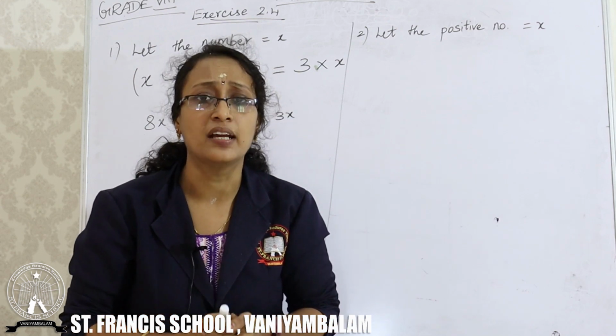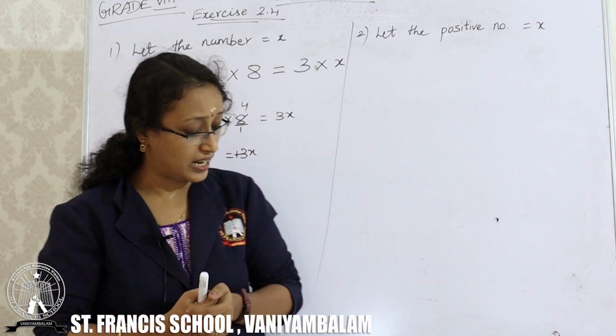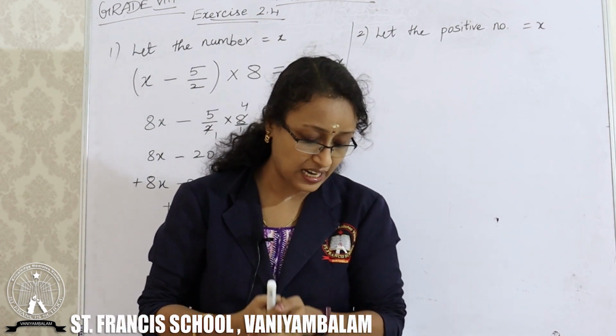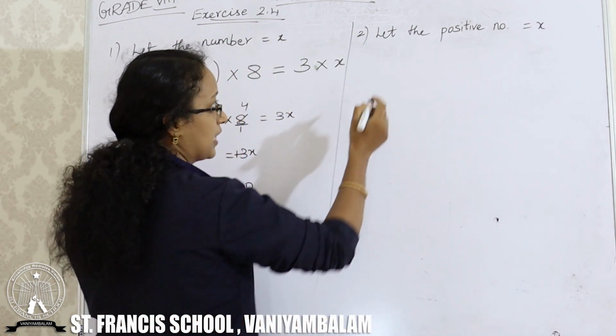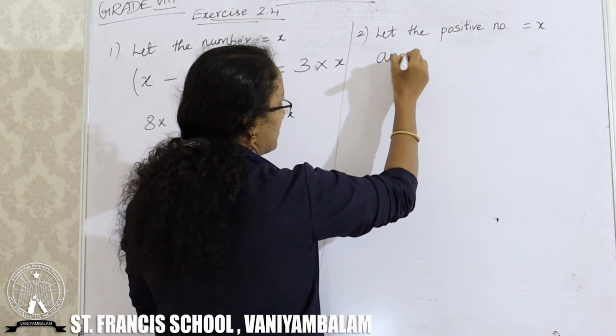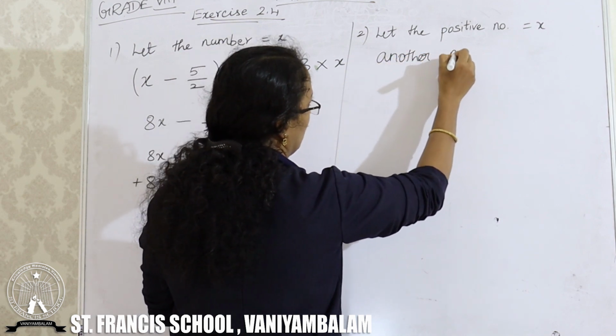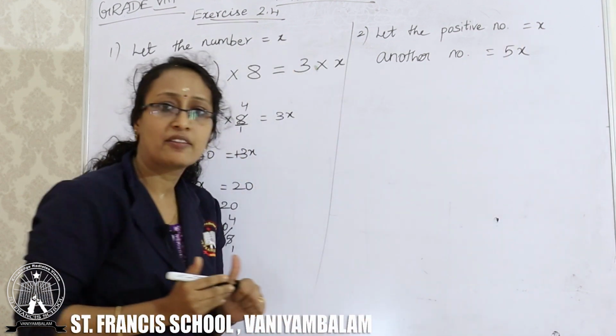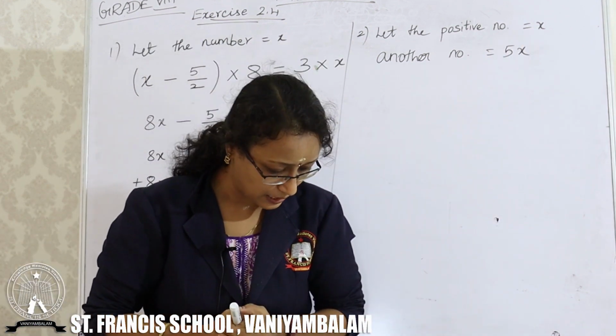The symbol should be plus. So, it is given a positive number as 5 times the another number. So, what will be the another number? 5 times the another number. Positive number is x, the another number is 5x, 5 times the another number.